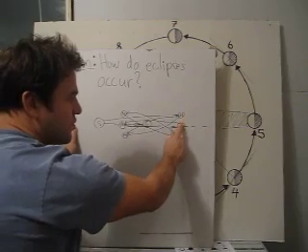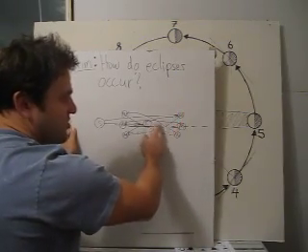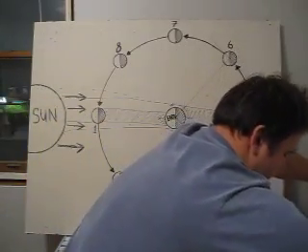And then the lunar eclipse would be the rare occasion where the moon falls into Earth's shadow. Okay, and that's pretty much it for eclipses.